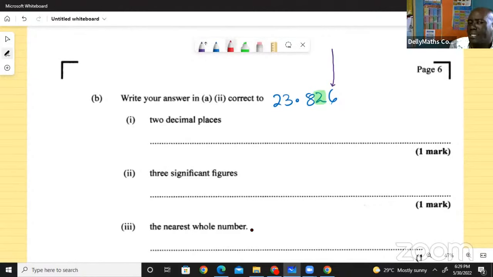If the number to the right is a 6, that means it's in the 5 to 9 category, because we have 2 categories. We have 0 to 4. With 0 to 4, if the number to the right is between 0 and 4, you leave the spot. But if it is between 5 and 9, you add 1 to the spot. Hence, the answer is 23.83 to 2 decimal places, because this will be rounded up.